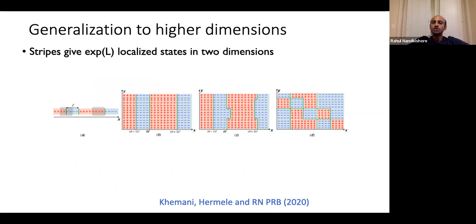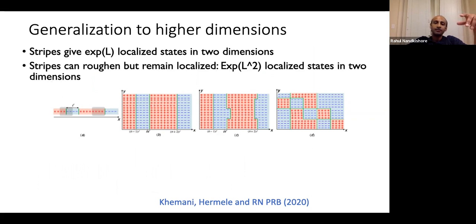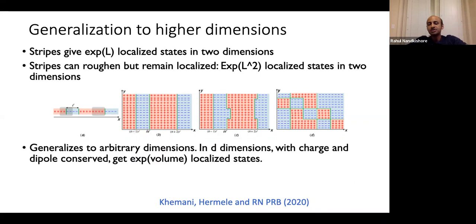So if you were in 2D, you could conserve charge and then both components of dipole, x and y. If you just considered stripe-like states, then those are eigenstates by the argument I just gave. But you can also allow the stripes to roughen, and you can play this game first in the x direction and then the y direction. And this thing I've shown in figure C is still an eigenstate. You count the number of states of roughened stripes, and you see that there are exponentially many in area localized states in 2 dimensions. And the argument extends to arbitrary dimensions.